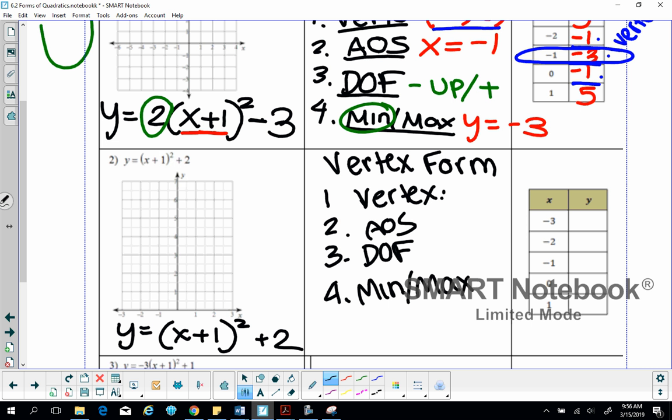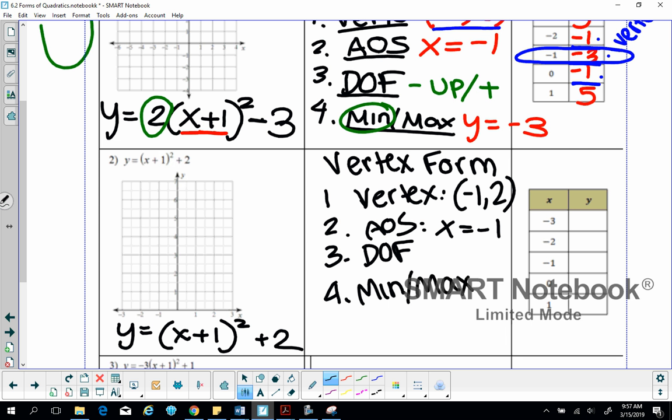So what would my vertex be? Who can, for a brain buck, tell me what the vertex would be? Yaslin. How'd you get that? Perfect. So it's the opposite of what's in the parentheses for H, and then the K. So if you were to put that into table and you totally forgot about that lesson, you would be able to find it by finding the bump. Who can raise their hand for a brain buck and tell me what the axis of symmetry would be, Tyree? Good. I like that you corrected yourself. X equals -1. Beautiful.